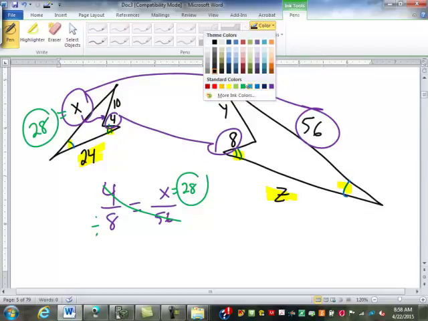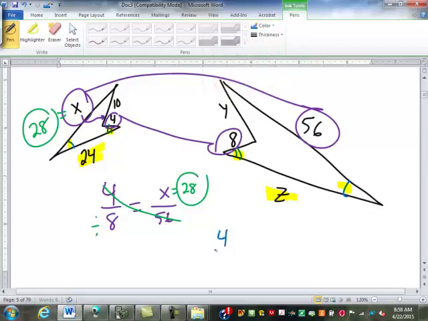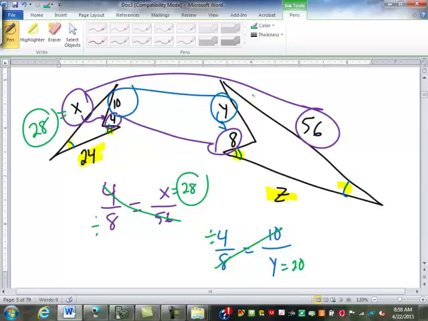So, to find some of our other pieces, we still have 4 goes to 8. I want to find y. Does y go on top or bottom? Why does y go on bottom when x went on top? Yeah, y comes from the same shape as the 8, so it has to go with the 8. What goes above the y? It corresponds to 10. So if we cross multiply and divide, 8 times 10 divided by 4 is going to give us y equals 20.